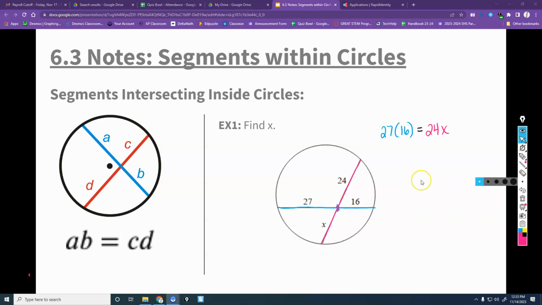Okay, so we'll need our calculators, but this is a pretty straightforward equation to solve. 27 times 16 is going to give us 432, which will equal 24x, and then I just need to divide both sides by 24. So if I divide by 24 there, I'll get 18 for my x.